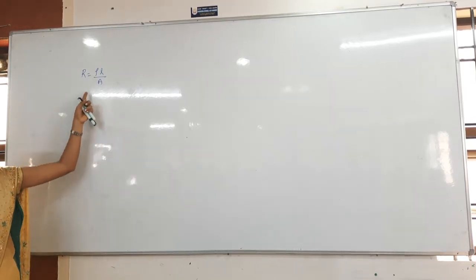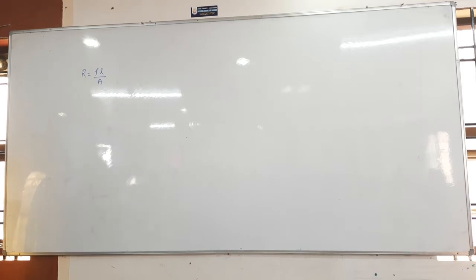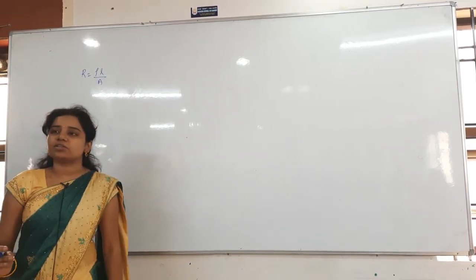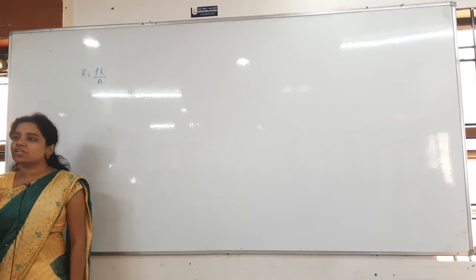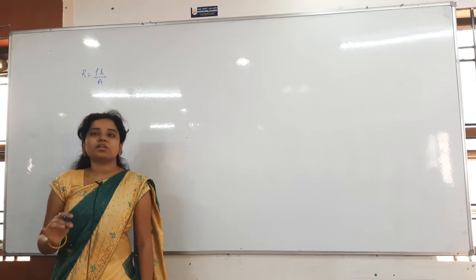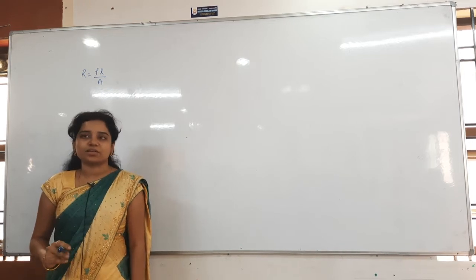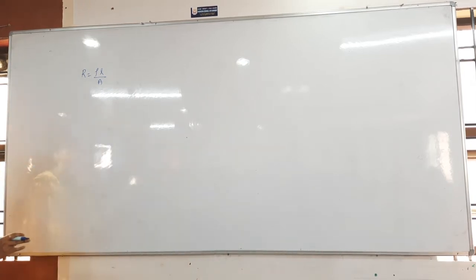R is directly proportional to length and inversely proportional to area. The resistivity is just a proportionality constant, and it depends only on the nature of the material. It does not depend on any dimensions of the material. That is what we discussed about R.